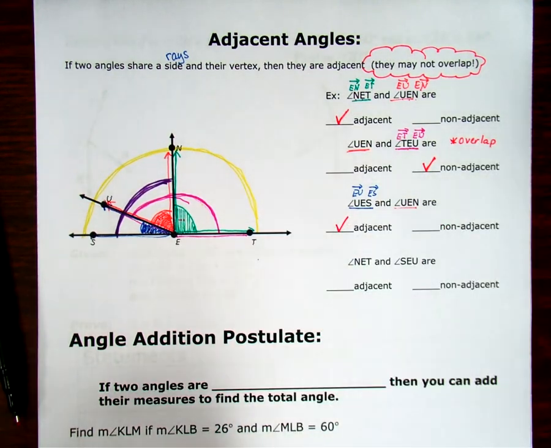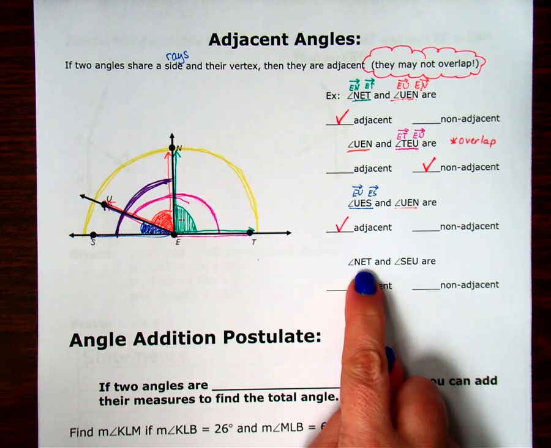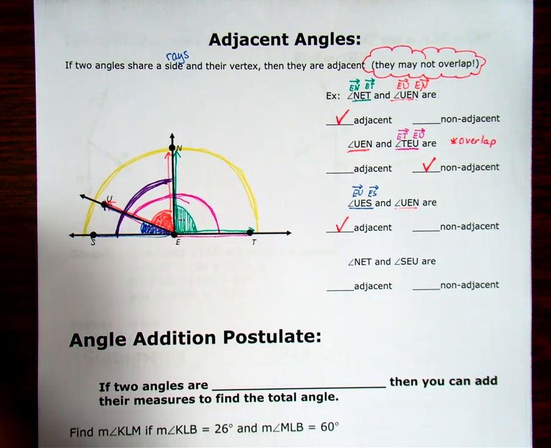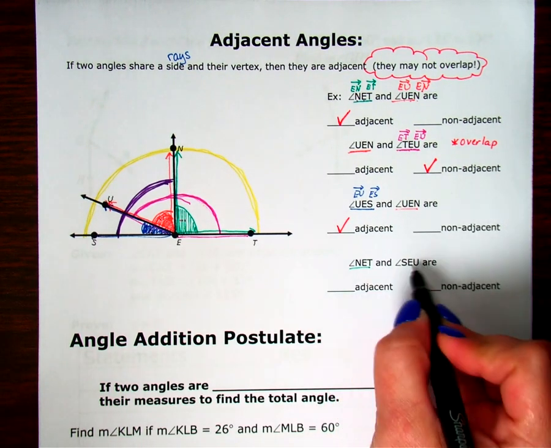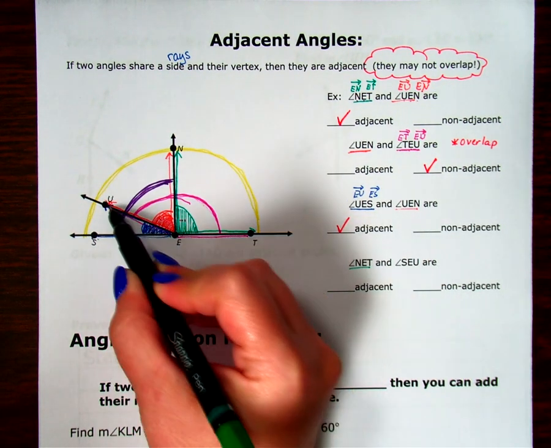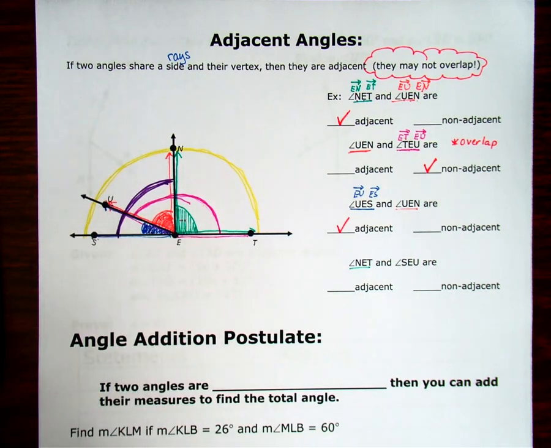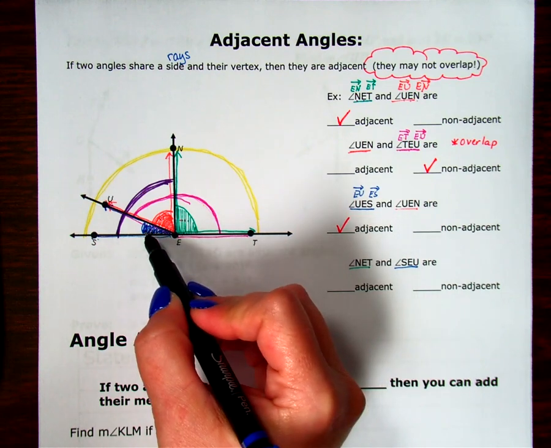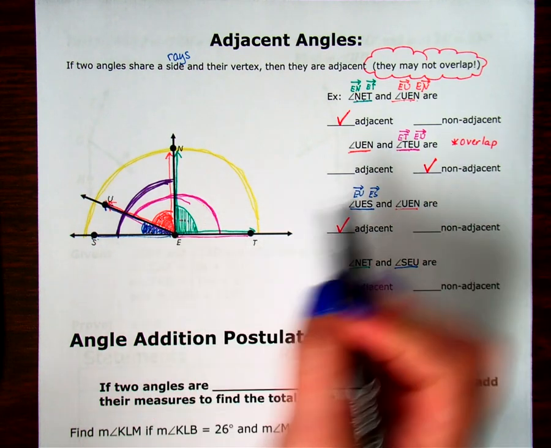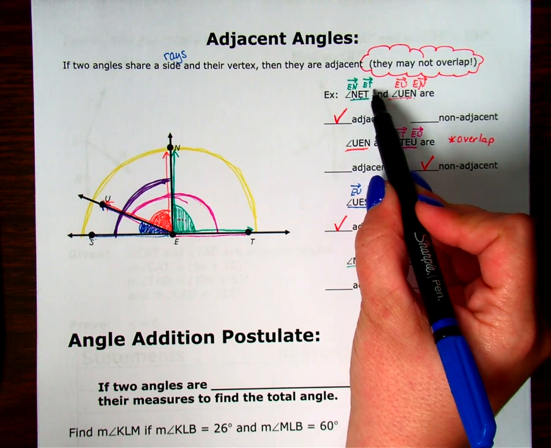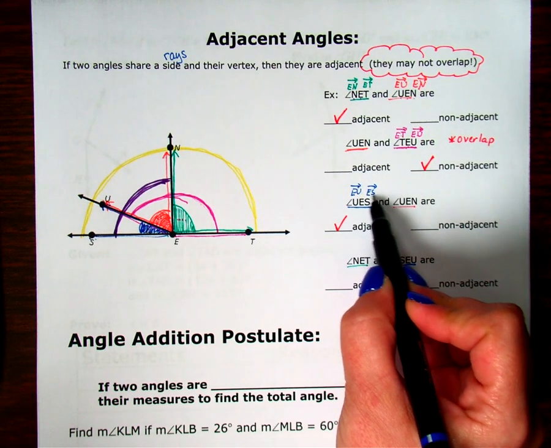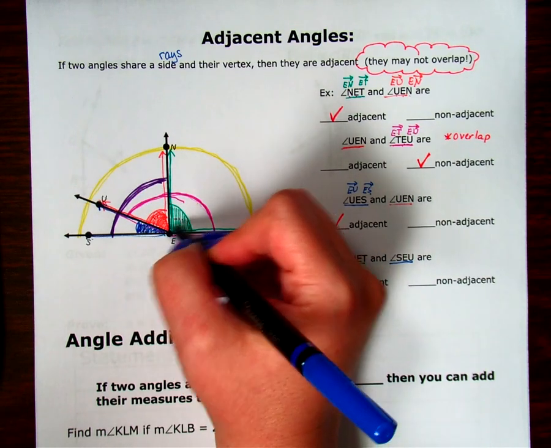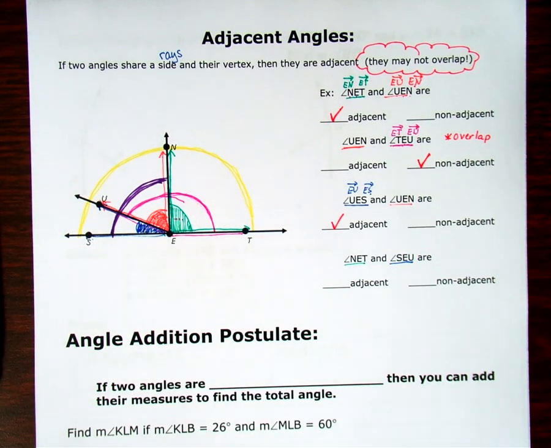Okay, and then the last one, NET. NET is the green angle. And SEU is the blue angle. So when I look at the green angle and the blue angle, they're not overlapping. But if I look, my green is EN and ET. My blue is EU and ES. So they don't have any rays in common. This orange one is stuck in the middle. So they're not adjacent. Adjacent means they have to be next to each other.